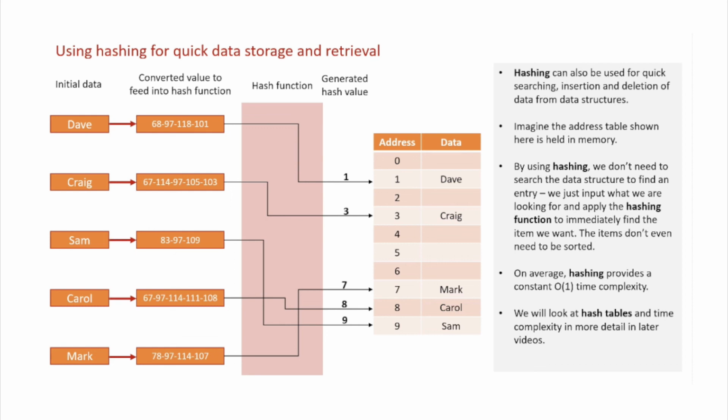Now, by using hashing, we don't need to search the data structure or the file to find the entry. We just input what we are looking for. We apply the hashing function to it, and then we find the item from that. The items don't even need to be sorted. And on average, hashing provides a constant O(1) time complexity using the big O notation. And we're going to be looking at big O notation later, but it's phenomenally fast.